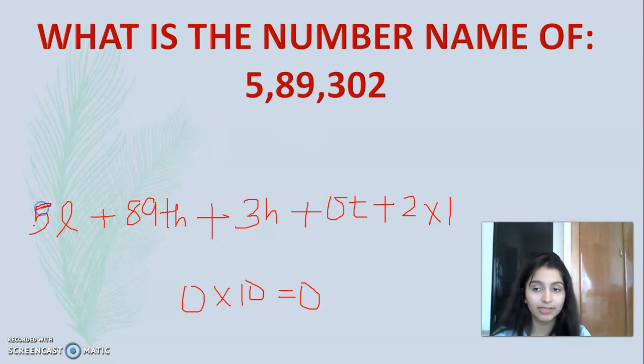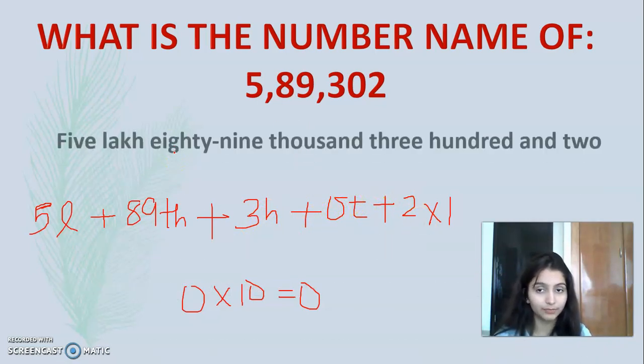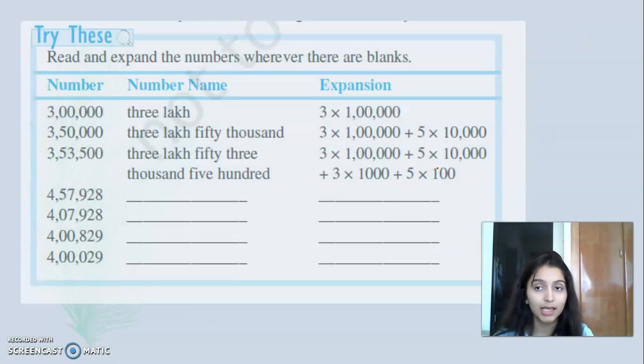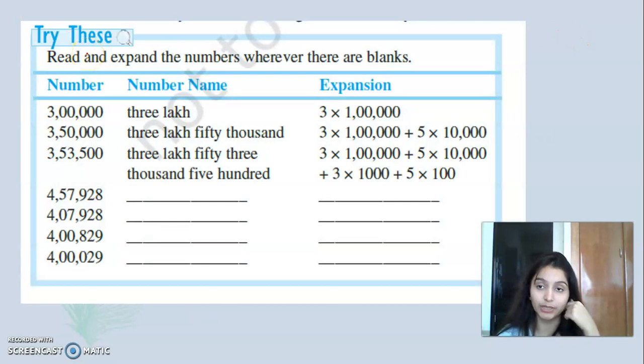Okay, so there's 5,89,300, and you ignore this part because it's 0, so 302. So let's see if we got it right. See, if you look at it, it's the exact same way that you write it. So you do 5,89,302.